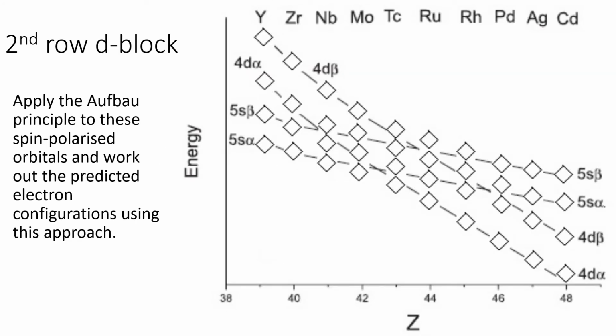Now we can go on to the second row of the d block. Similar sort of thing, except this time we've got the 5s and the 4d, having gone down a row in the periodic table. So we can do exactly the same thing. Knowing that each half of the 5s subshell is going to take 1 electron, and each half of the 4d is going to take 5 electrons each, we can fill them up Aufbau style and see what we get. So there you go. I'll give you a little moment to work through this, and I'll come back and give you the answers in just a second.